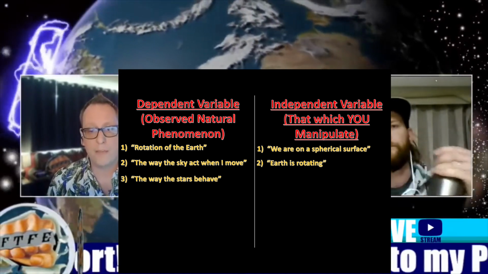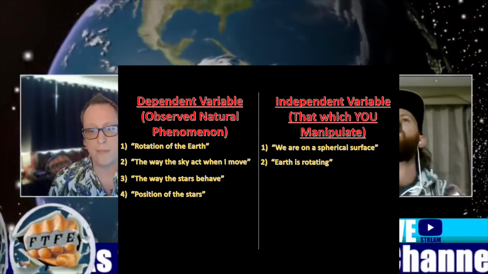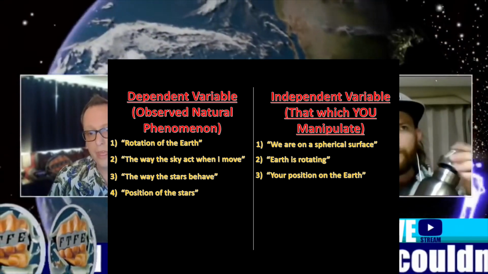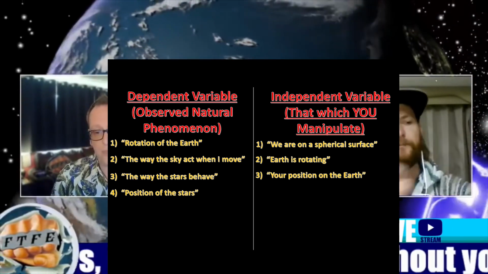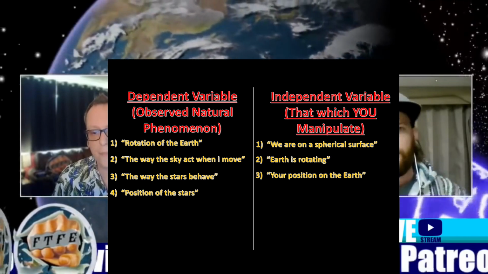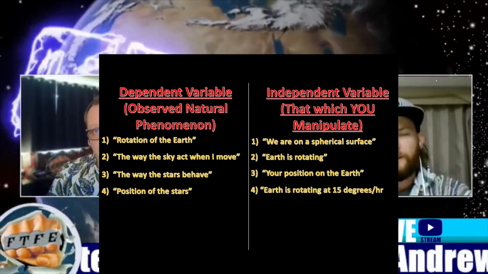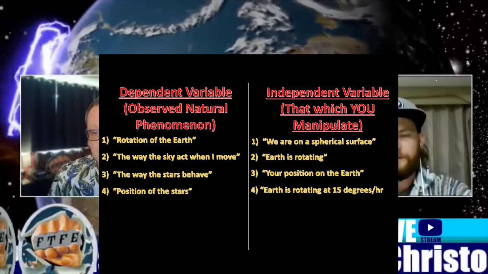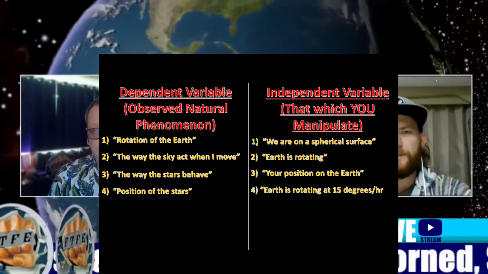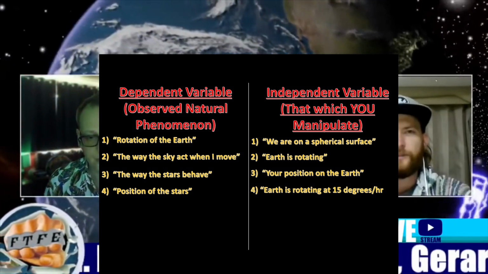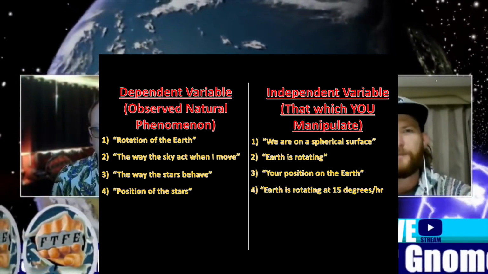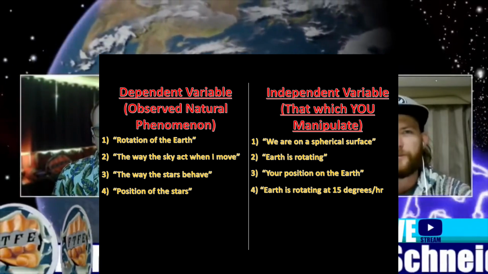You can have a dependent variable of the position of the stars, an independent variable of your position on the Earth, to actually make that basic observation, and you can make some predictions based on that. So if the Earth is rotating at the 15 degrees per hour that my hypothesis would suggest, then... Sorry, I don't mean to interrupt, but you've kind of got two things going on. You've got rotation of the sky and rotation of the Earth. Which one is the natural phenomenon?